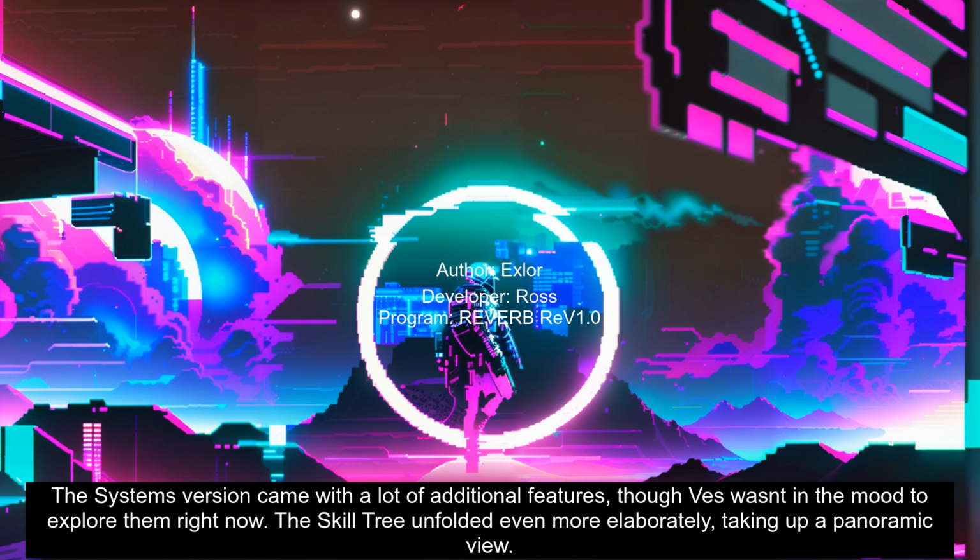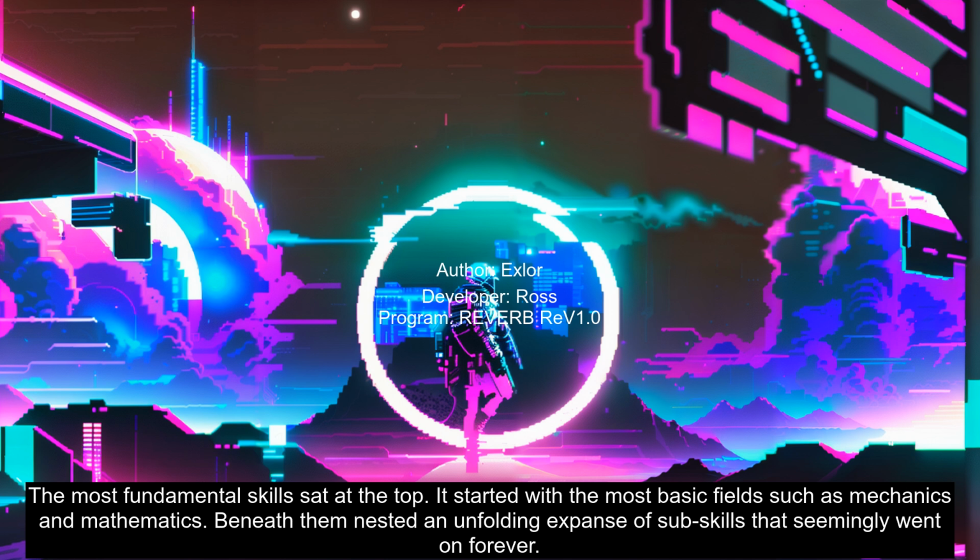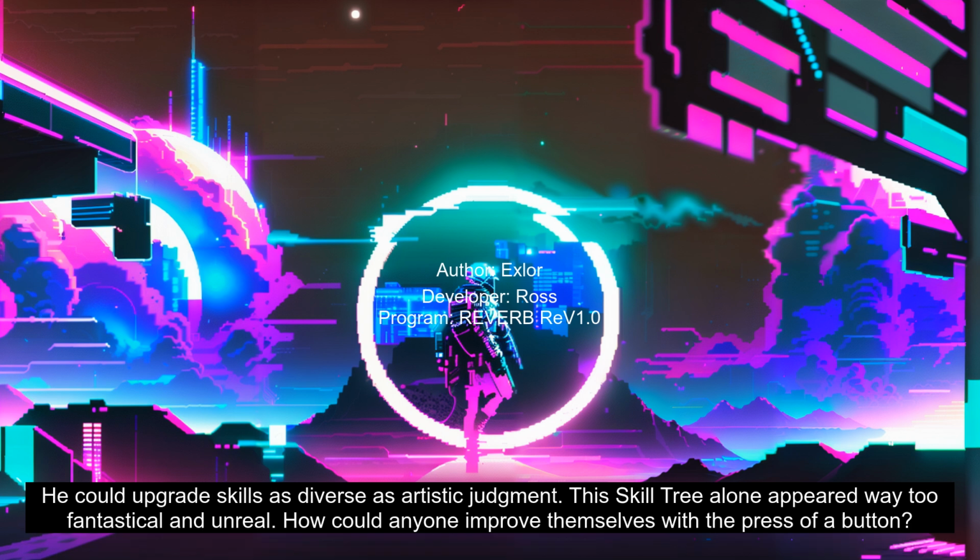The skill tree unfolded even more elaborately, taking up a panoramic view. The most fundamental skills sat at the top. It started with the most basic fields, such as mechanics and mathematics. Beneath them nested an unfolding expanse of sub-skills that seemingly went on forever. He could upgrade skills as diverse as artistic judgment. This skill tree alone appeared way too fantastical and unreal. How could anyone improve themselves with the press of a button?